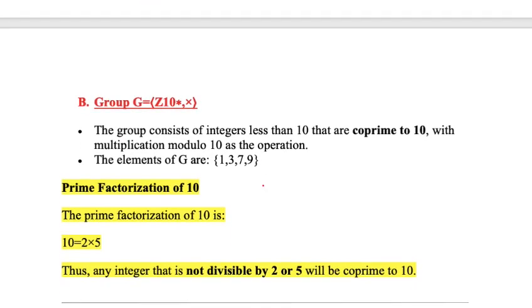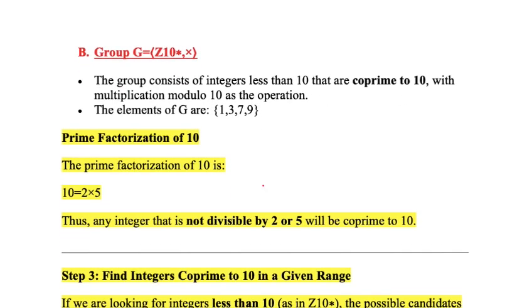Similarly, we can look at another example, the group G equal to Z10 star under multiplication. So what does this indicate? We have a group based on 10, and the star denotes the co-prime elements of 10. The binary operator we are going to use is multiplication. So the group consists of the integers less than 10 that are co-prime with 10, with multiplication modulo 10 as the operation.